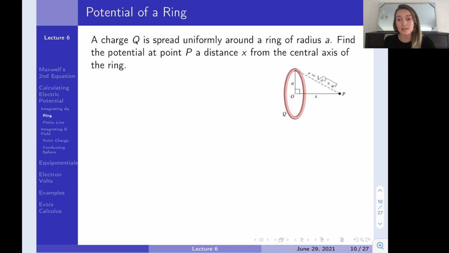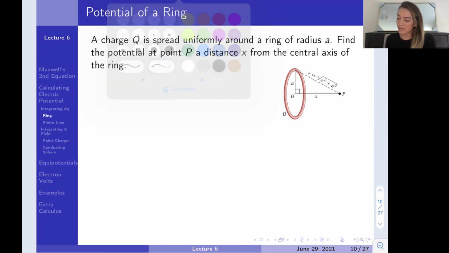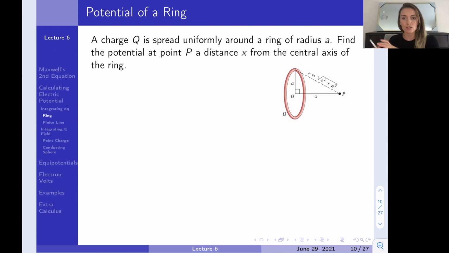It's going to be very similar to what we did for the electric field, except now it's easier because we don't have components to worry about. So we have a uniformly charged ring. It has a total charge of Q, radius a, and we want to find the potential at some point P, a distance x from the center of that ring. So this ring is set with the x-axis going straight through it, and we want to find the potential at some point out here.